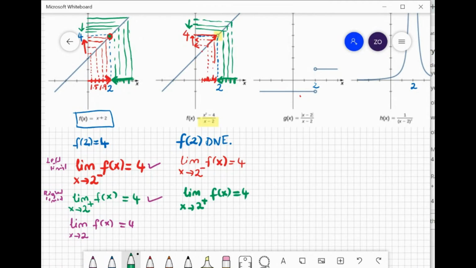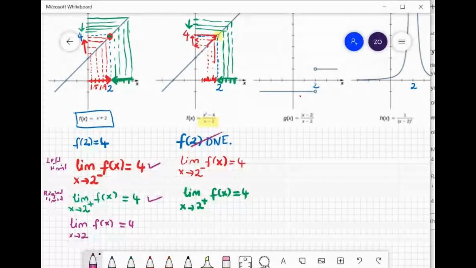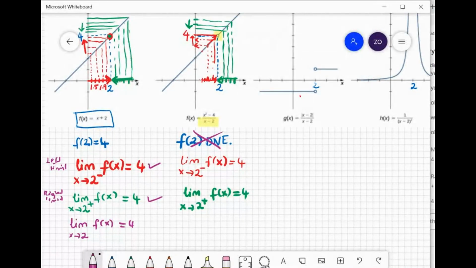So remember, in this case, the function is not defined at 2, but the nearby points are defined. So let's say 2.1, 1.99. If you are just around the point 2, you can still evaluate this function. You can't evaluate at this point, but except for this point, you can choose numbers that are very close, and when you evaluate the function, you will find that the y values are around 4.